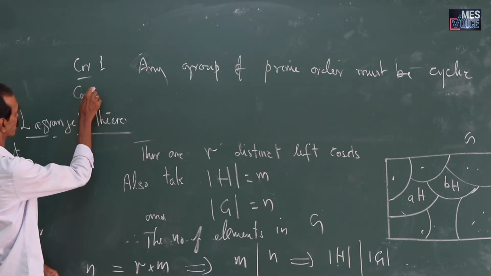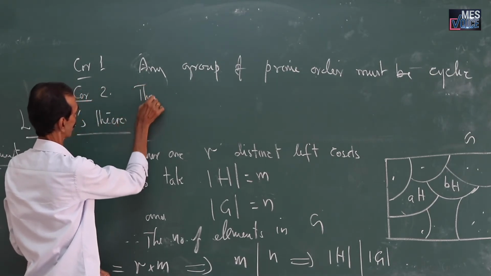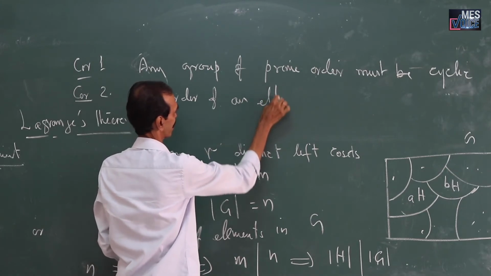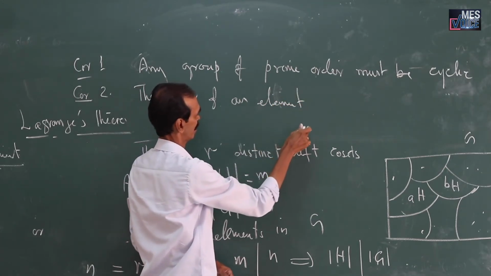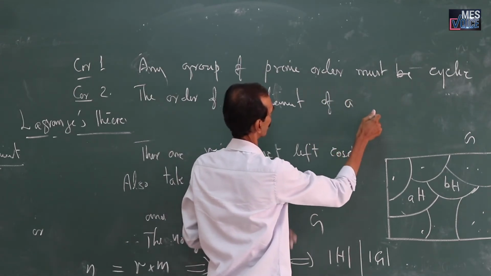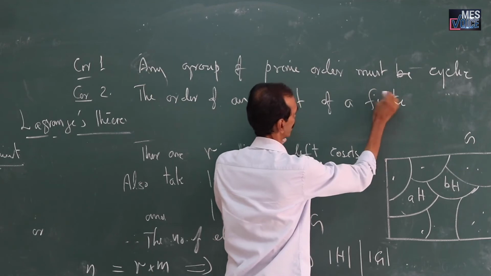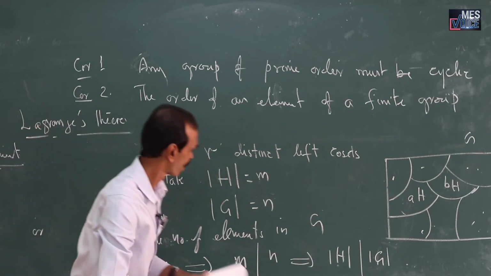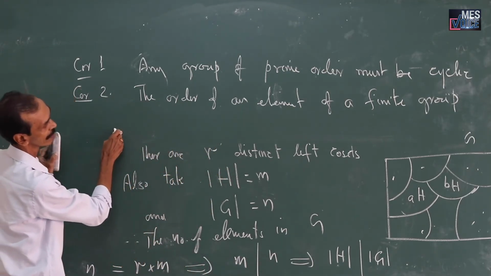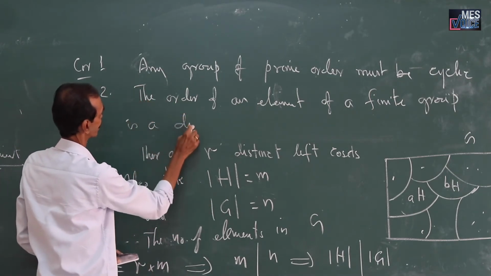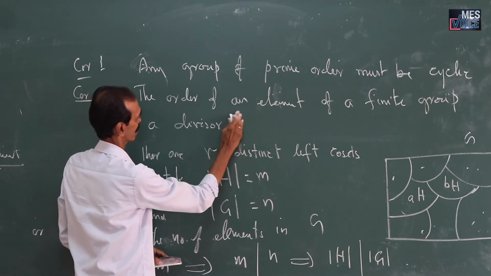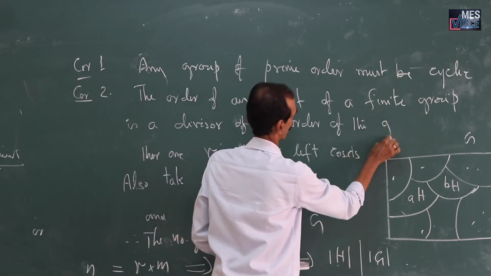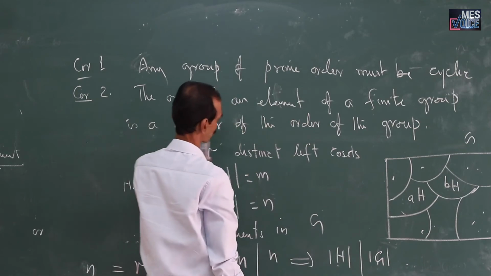And another corollary is: the order of an element of a finite group is a divisor of the order of the group. This is also a very useful result.